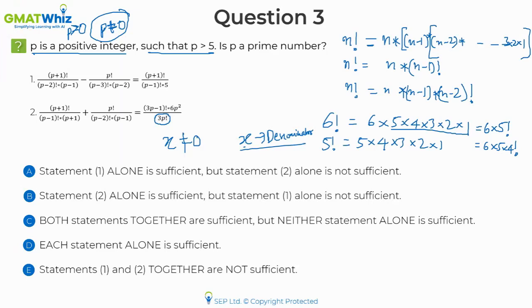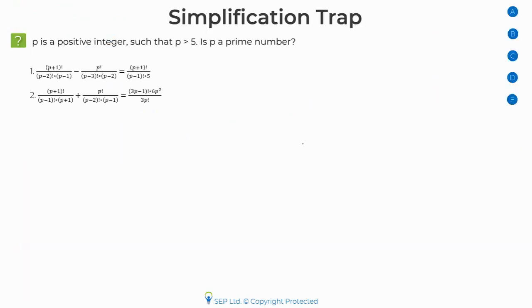Okay. With this, let us look at the first statement. Is P a prime number? So you're asking yourself, is P equal to, I think it is more than 5, so I don't have to worry about 2, 3. So is P equal to 7, 11, 13, and so on? Yes or no? Simple.